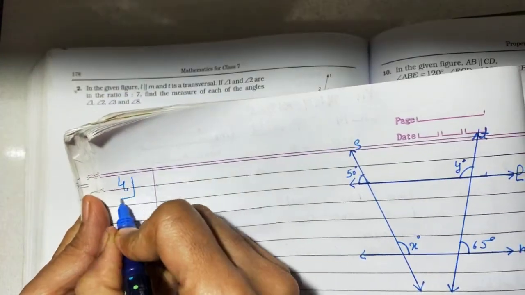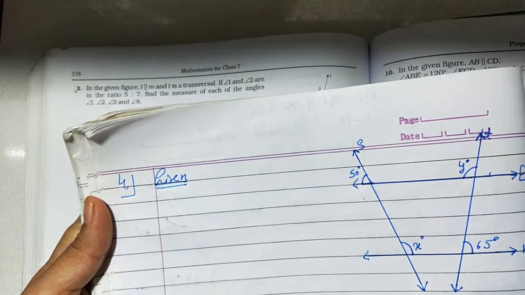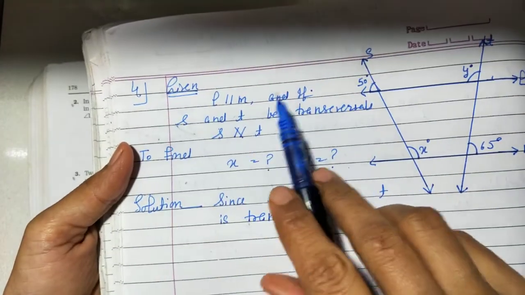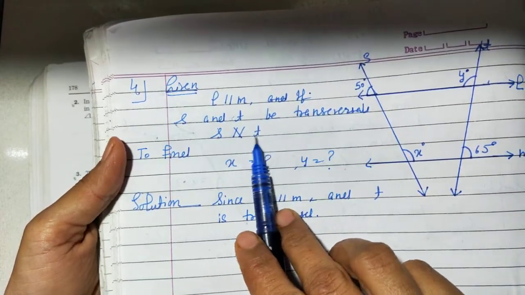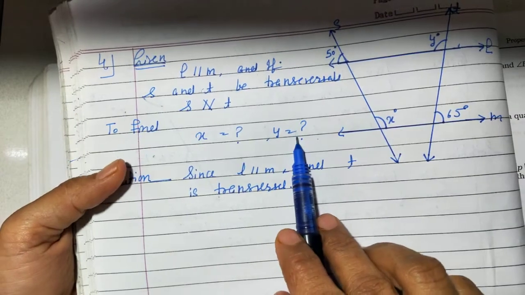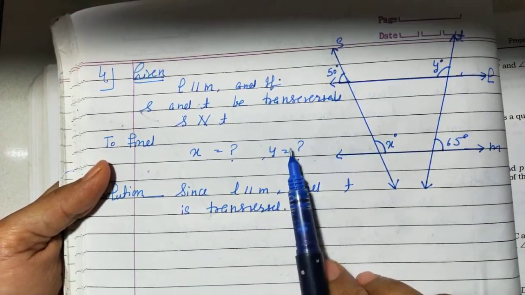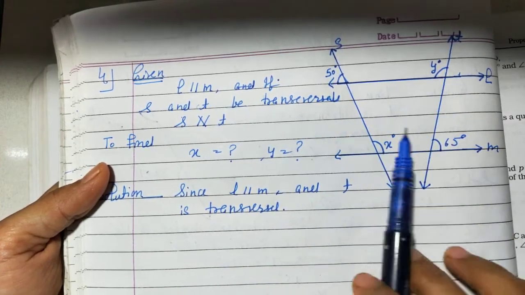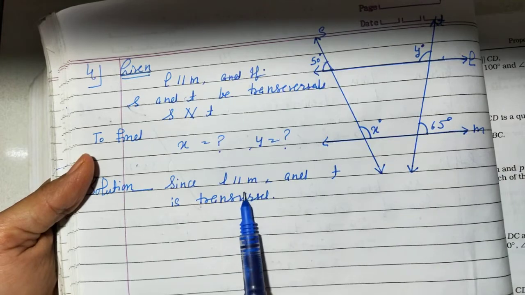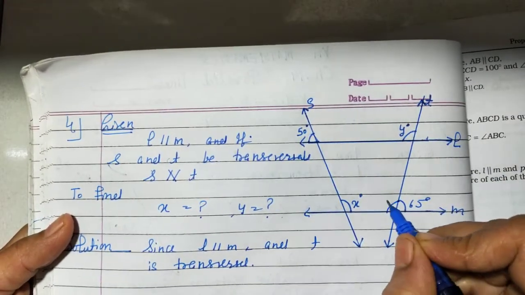Question number 4 is given. L is parallel to M, S and T are transversals such that S is not parallel to T. To find x and y. Class, we will write here because there is one pair of transversals, so we will write individually. Right now, first, L is parallel to M. Let us consider this angle as Z.